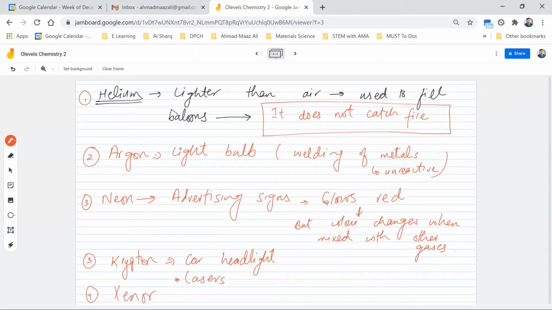Radon is basically radioactive. We do not necessarily use it in daily applications because radioactive substances are harmful for daily use, plus radioactive substances decay. So they cannot have a permanent use.